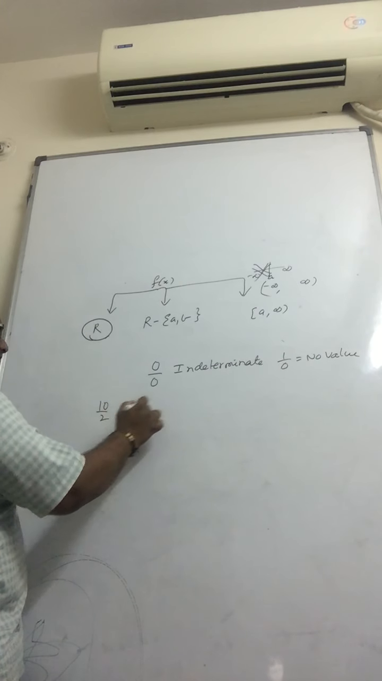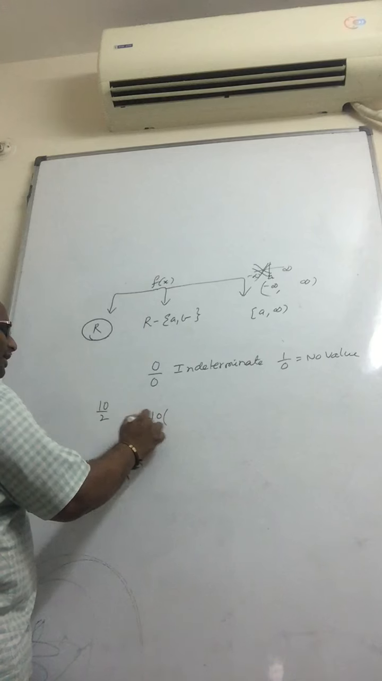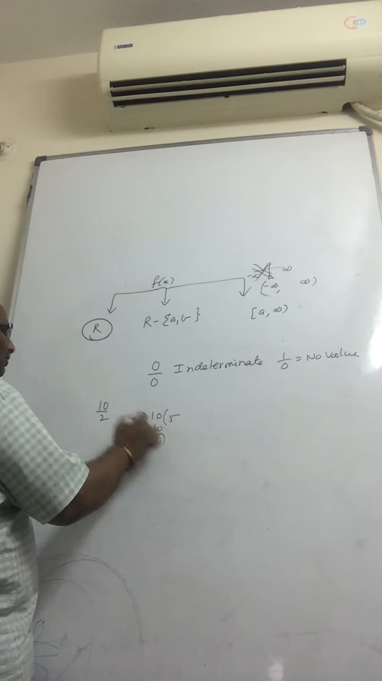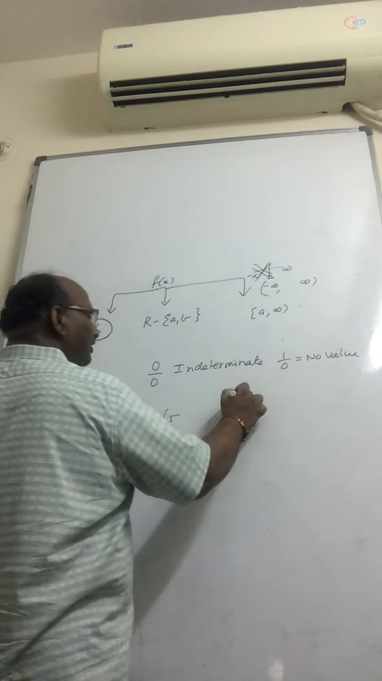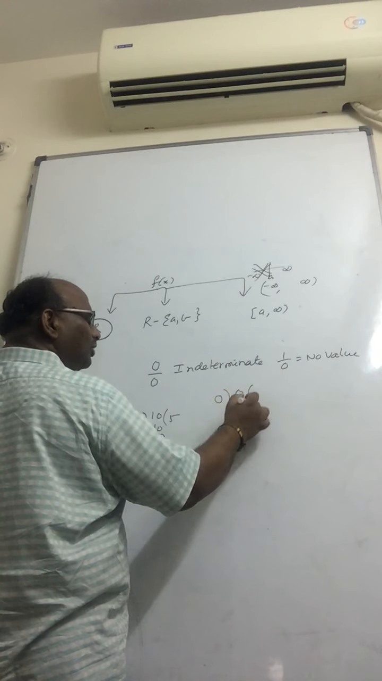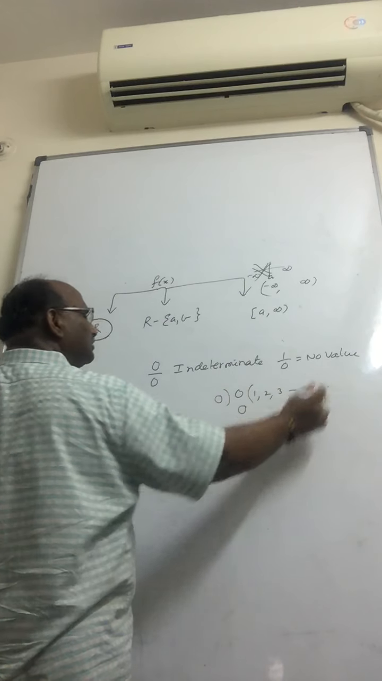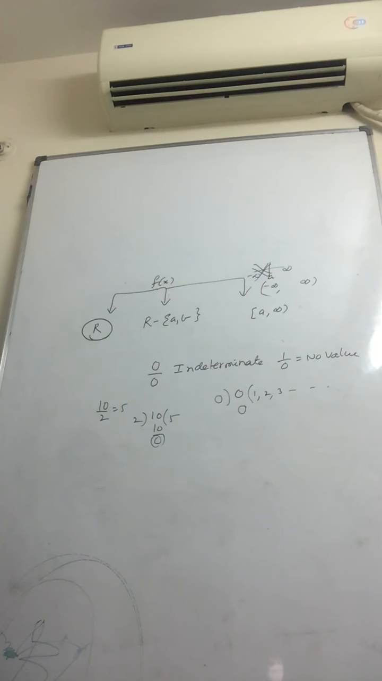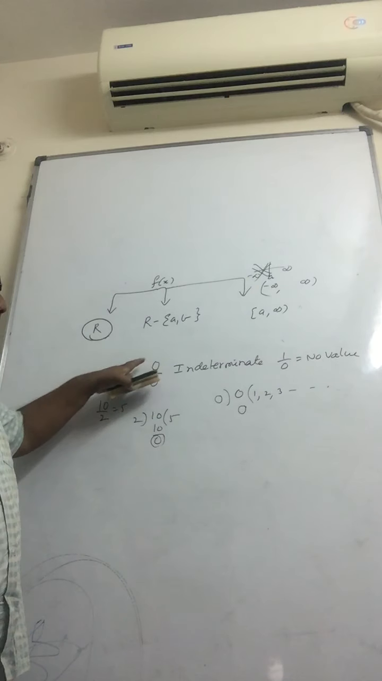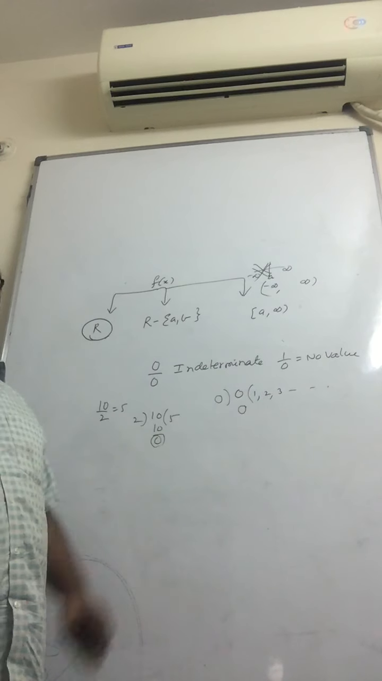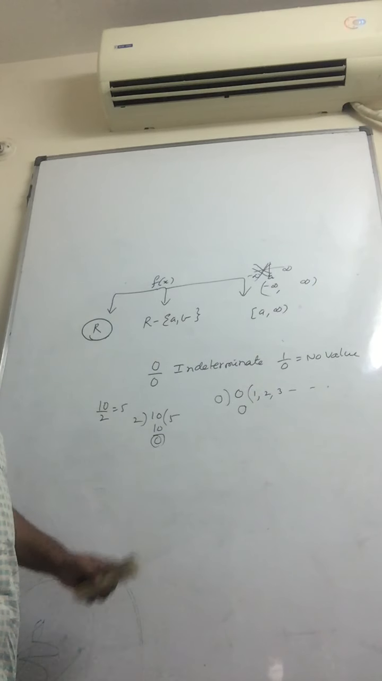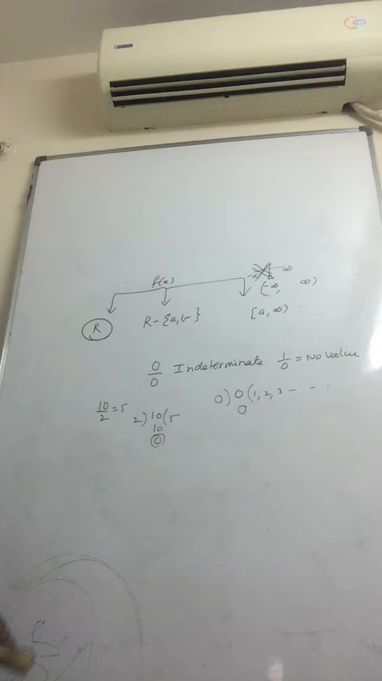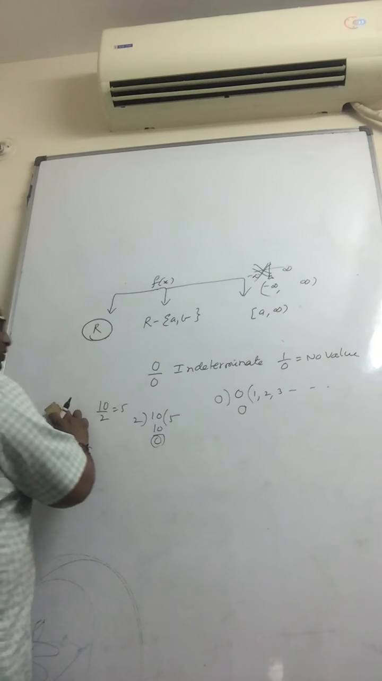What is the meaning of indeterminate? Suppose you divide 10 by 2: to get 10 there is a number 5, so we write it as 5. Whereas 0 divided by 0 to get 0: there are many, 0 ones are 0, 0 twos are 0. But exactly we don't know the number. That is why the value of this cannot be determined exactly. So this is indeterminate. 1 by 0 has no value.